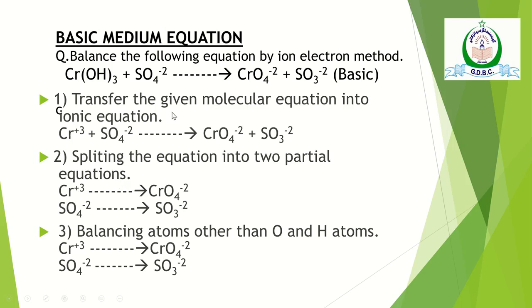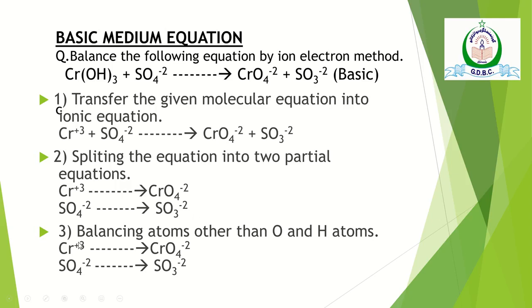Chromium plus 3 into chromate radical here. Similarly, sulfate radical into sulfite radical. Here it is in the second equation. As you know, students, this is the equation with gain of oxygen, so this is the oxidation half reaction. The second equation results in the formation of sulfite from sulfate, that is loss of oxygen, and you know that loss of oxygen is a reduction process.